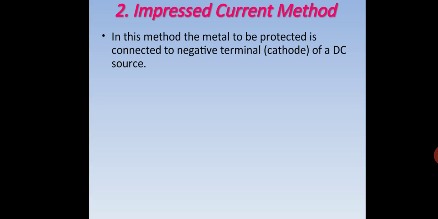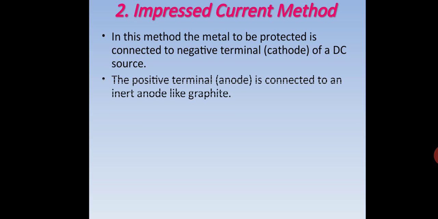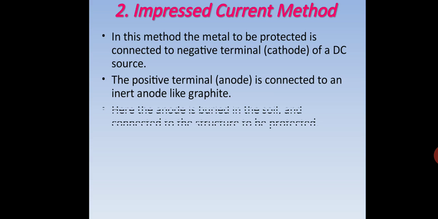So in the impressed current method, what is done? Here external electricity is supplied through the structure to be protected. In that manner it is made as cathode. So how is it made? To the DC source, the article to be protected is connected to the negative terminal, hence it attains the negative charge, and to the positive terminal, inert anodes like graphite are connected. So here the anode is graphite, and the cathode is our metal to be protected.